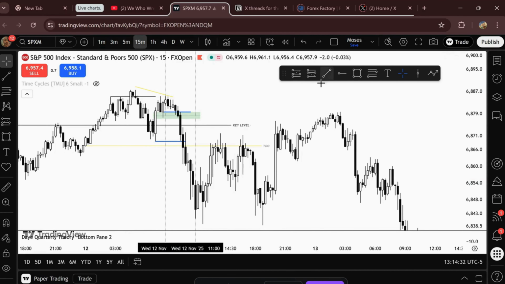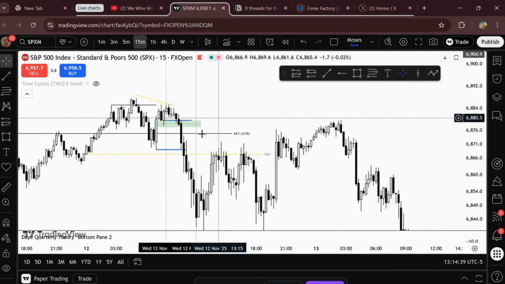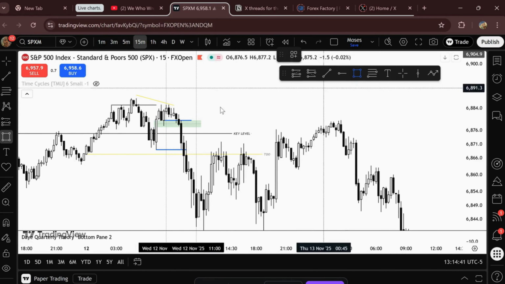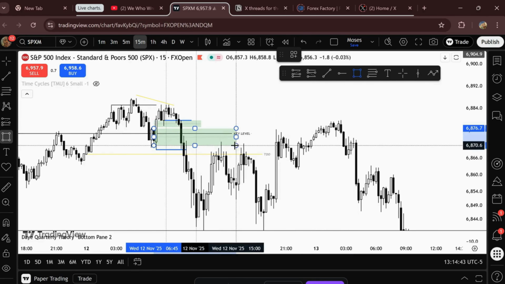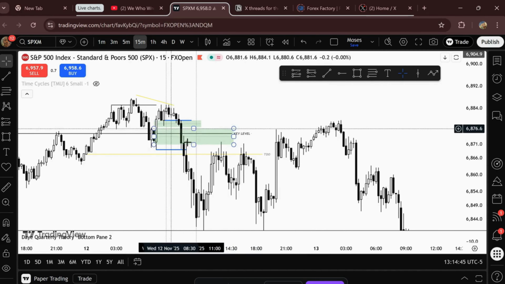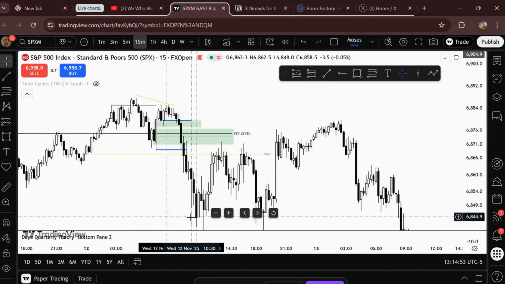You might be asking, why didn't price fill this gap here? Probably an SMT occurred here as well. Fair value gap filled SMT. And you can also see price using this breaker to send price lower. So price left this fair value gap unfilled while using this breaker to send price lower.